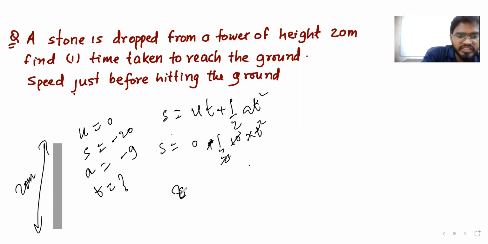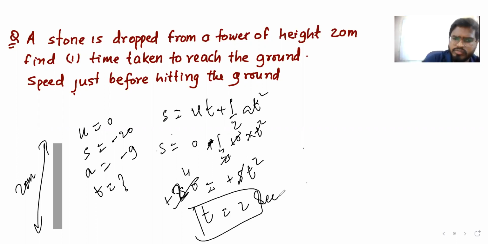Achha, S is given minus of 20. I'll write with A from next question. Minus of 5 into T square. So that is going to be 4, minus minus plus. So T is going to be what? 2 seconds. That's it.